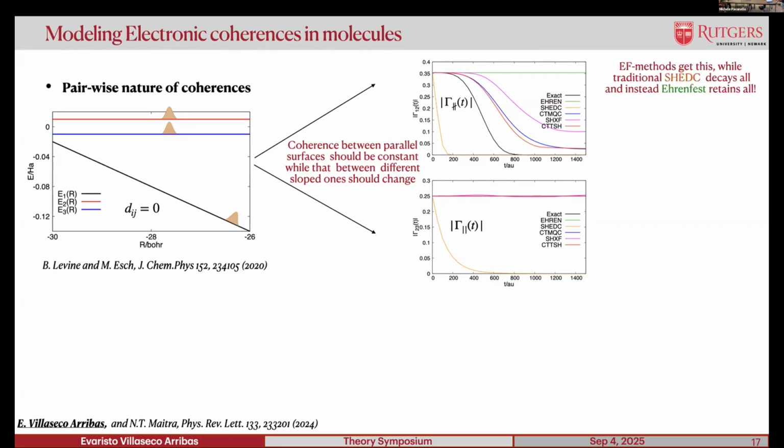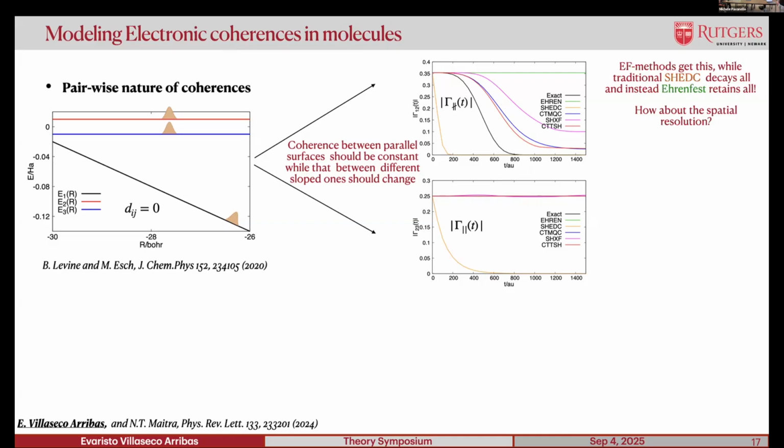Now, we see that in both cases, on one extreme, the coherence corrected surface hopping damps the coherences in both cases. NFS does the opposite, everything is constant. And CTMQC gets it right.